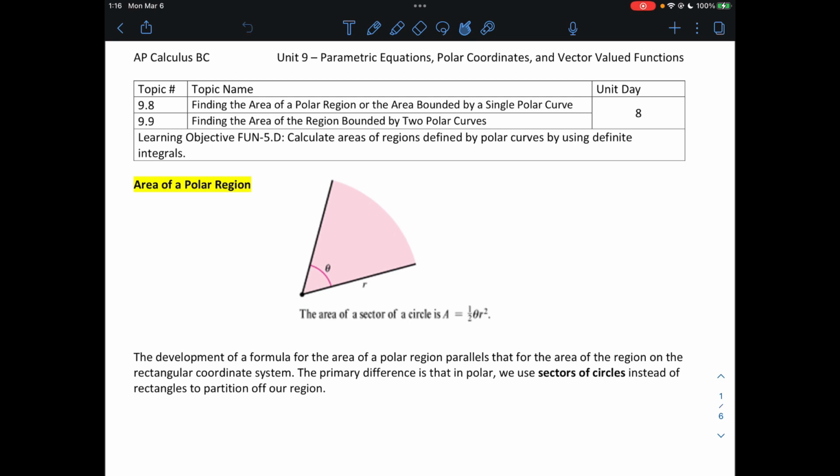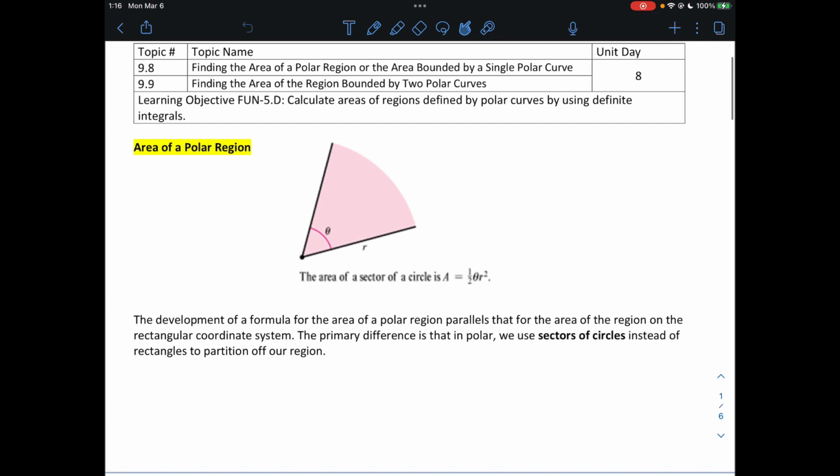And in this video, we're going to take a look at finding the area of polar regions bounded by a single curve and finding the area of polar regions bounded by two polar curves. Okay, so let's talk about area of a polar region.